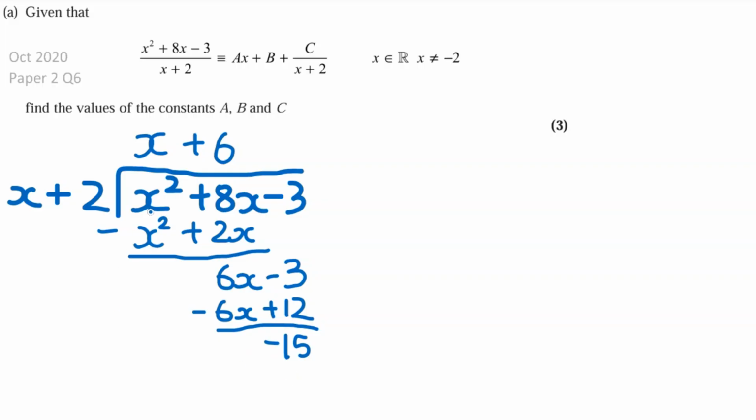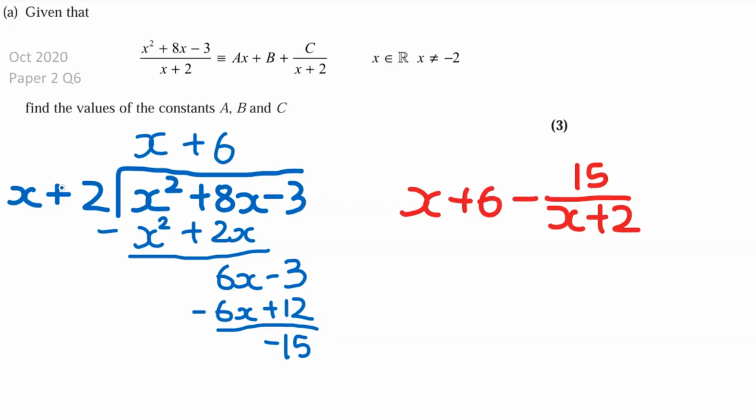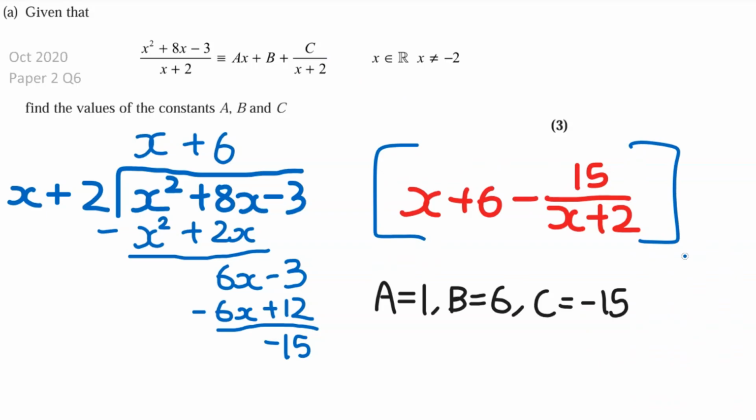So what we've done is divide x squared plus 8x minus 3 by x plus 2, and it's given us an answer of x plus 6. The minus 15 is the remainder, and we keep it divided by x plus 2. So we write it in this format, which is the correct format for this question: ax plus b plus c over x plus 2, where a is equal to 1, the coefficient of x, b is 6, and c is minus 15. So this is the final answer.